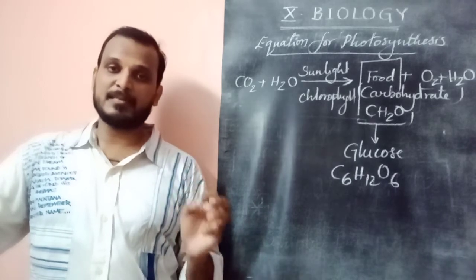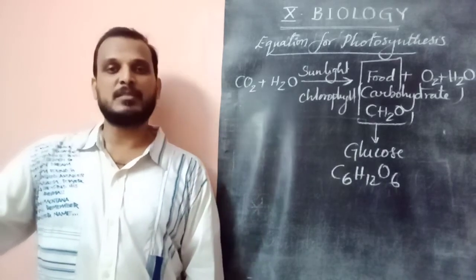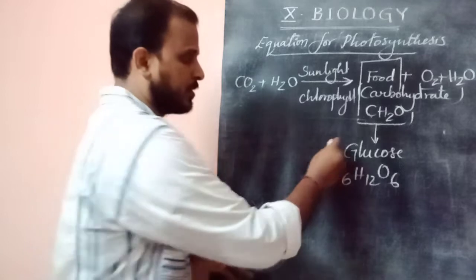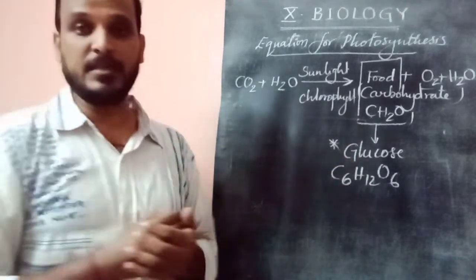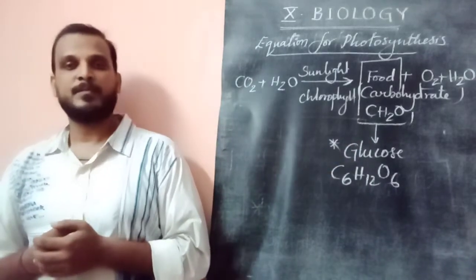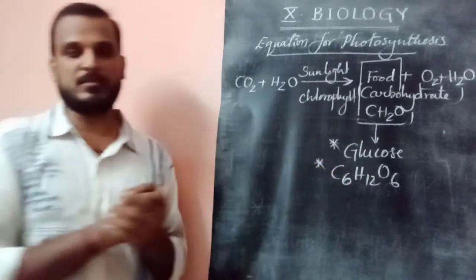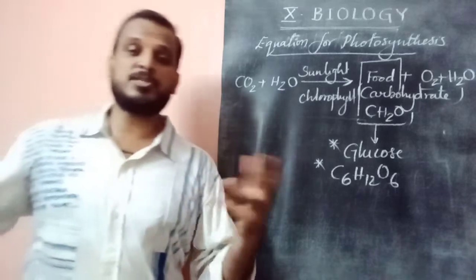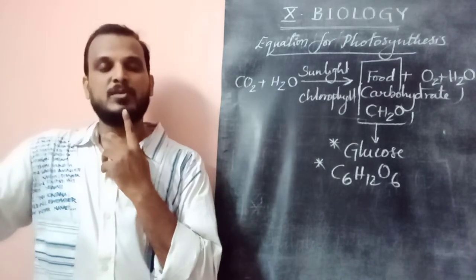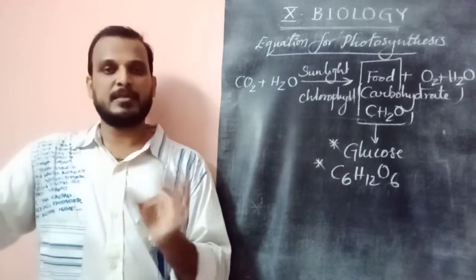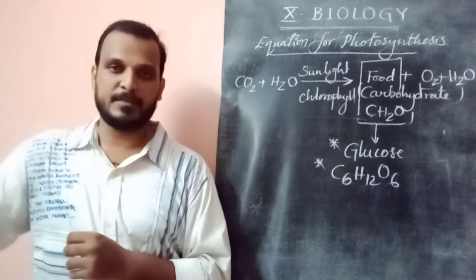Here we once again came across some important bits. What is the type of carbohydrate prepared in photosynthesis? Glucose. The type of carbohydrate prepared in photosynthesis is glucose. What is the formula of glucose? C6H12O6. C6H12O6 is commonly called glucose. Understand, dear children? In any way you need to answer it.